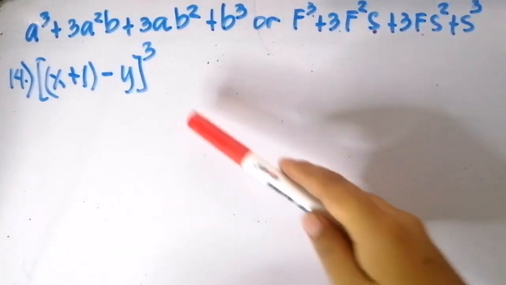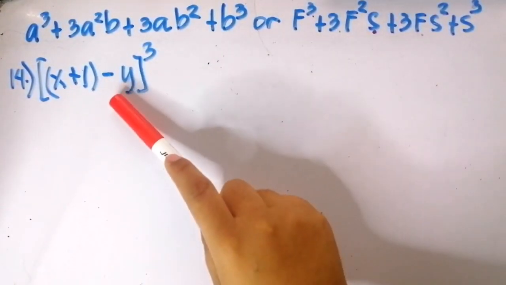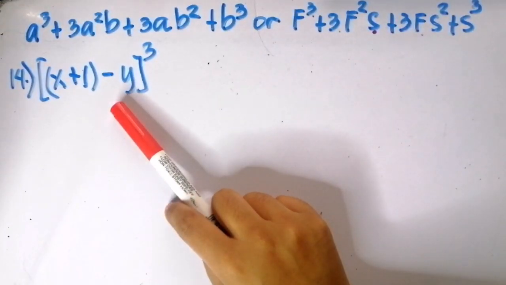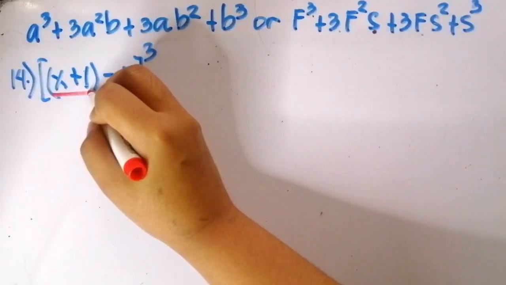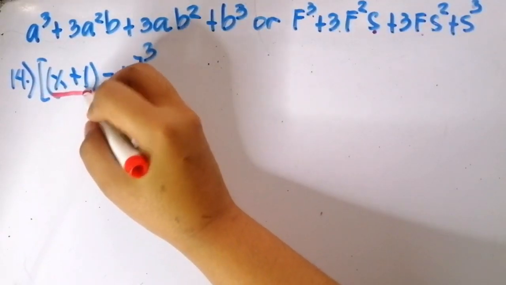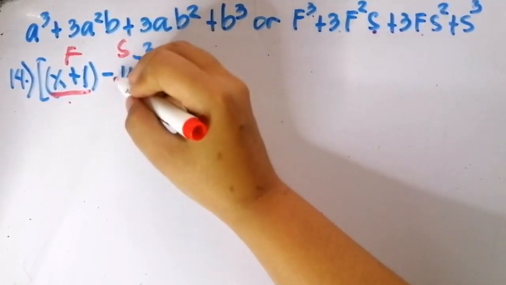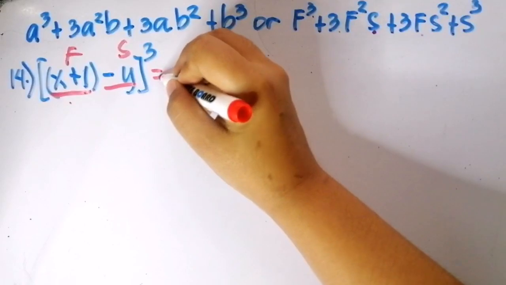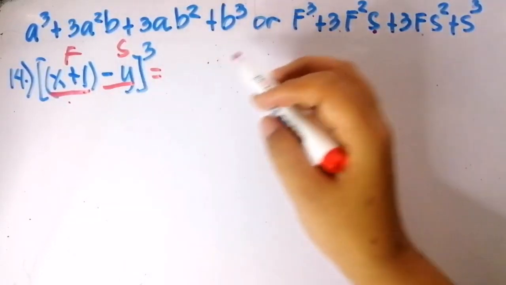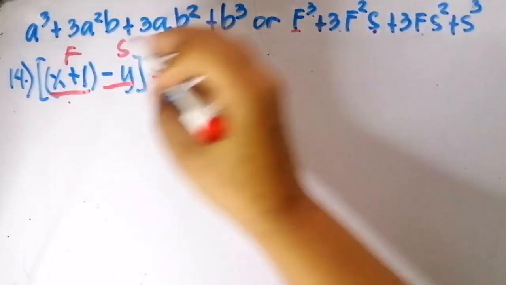Number 14, the cube of the quantity of x plus 1 minus y. Okay, so ito medyo mahaba yung kanyang solution. Ito yung first term, x plus 1, which is binomial. At ito yung second term, negative y. So, ganun din ang gagawin natin. I-substitute natin yung mga values dito sa ating pattern. So, first term, cube muna.